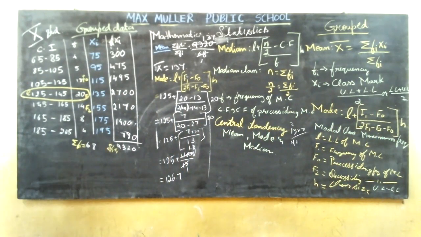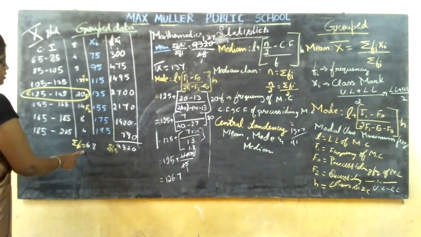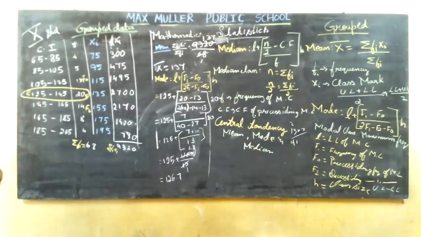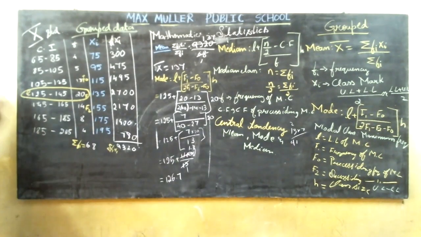Now, next, what are you going to find? You are going to find out the median. How are you going to find the median? Using the median class. What is the condition? You need to divide this Σfx. Correct? Σf is taken as n itself. So, you are going to do the median. Let me use pink chalk for the median.